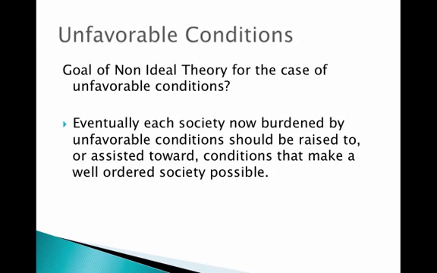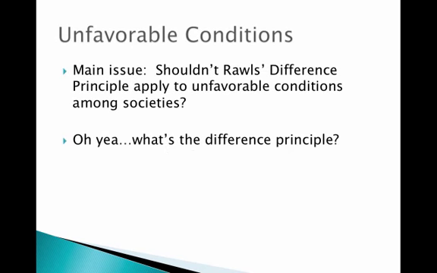Alright, the second step of stage 2 looks at unfavorable conditions and how the law of peoples applies to that. So the goal of non-ideal theory for the case of unfavorable conditions is thus: eventually each society, now burdened by unfavorable conditions, should be raised to or assisted toward conditions that make a well-ordered society possible. So the main issue then is, shouldn't Rawls' difference principle apply to unfavorable conditions among societies? Another point is, what is the difference principle?